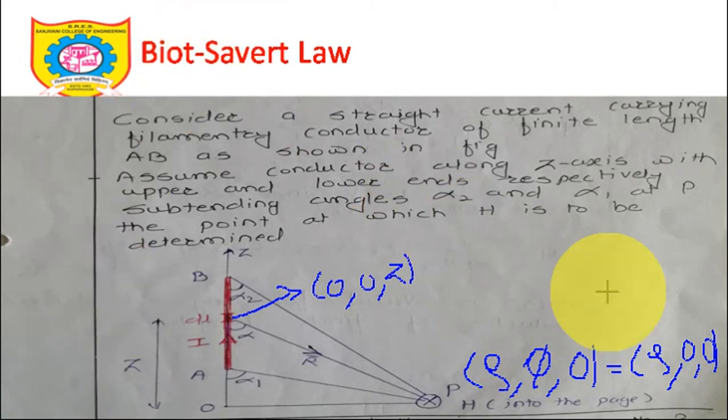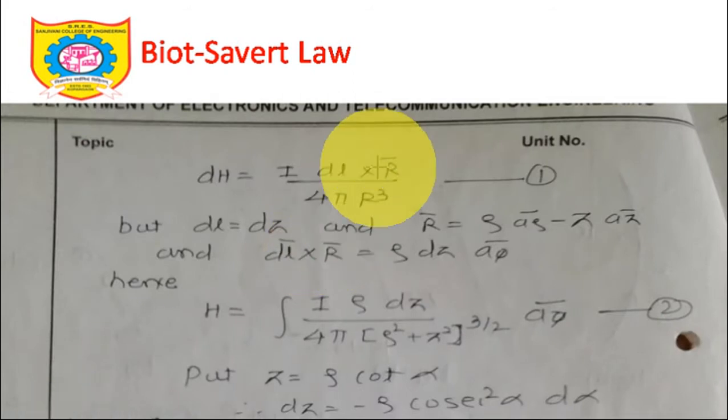So we'll write it down here. Now the coordinates are clear: rho, 0, 0, and 0, 0, z. If R bar needs to be calculated, I have a source point and a destination point. Taking destination minus source, I get rho Arho bar minus z AZ bar. So let's write it down here and find this value of R bar. So dl equal to dz, and we write R bar as rho Arho bar minus z AZ bar. So dl bar cross R bar.